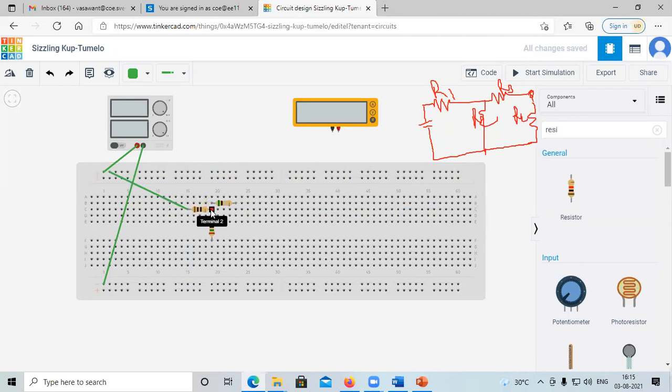Now this resistor's other terminal, then R3 resistance one terminal, and R2 resistance one terminal. So these three are at a common point.